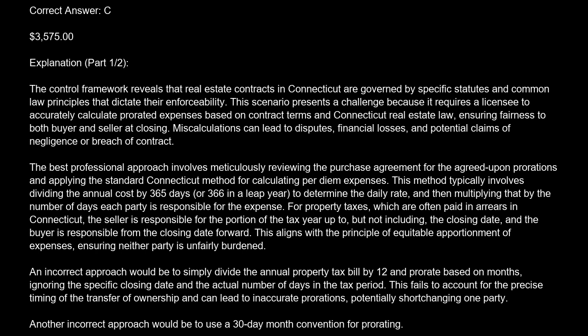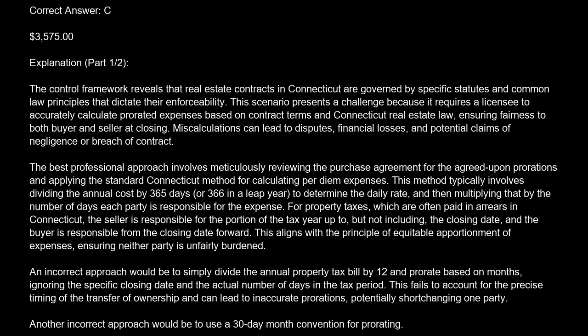The best professional approach involves meticulously reviewing the purchase agreement for the agreed-upon prorations and applying the standard Connecticut method for calculating per diem expenses. This method typically involves dividing the annual cost by 365 days, or 366 in a leap year, to determine the daily rate, and then multiplying that by the number of days each party is responsible for the expense. For property taxes, which are often paid in arrears in Connecticut, the seller is responsible for the portion of the tax year up to, but not including, the closing date, and the buyer is responsible from the closing date forward. This aligns with the principle of equitable apportionment of expenses, ensuring neither party is unfairly burdened.